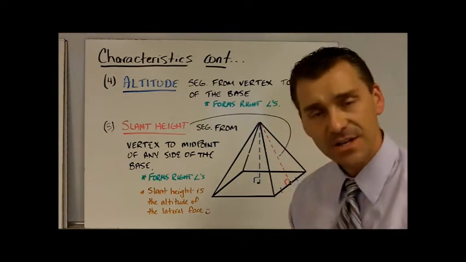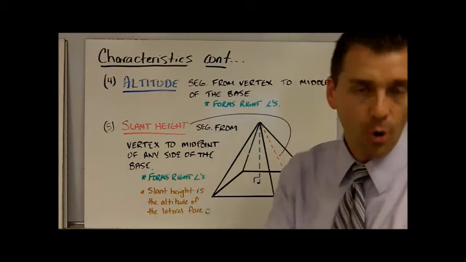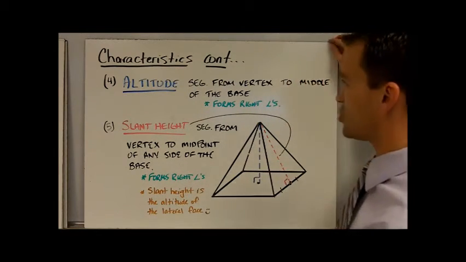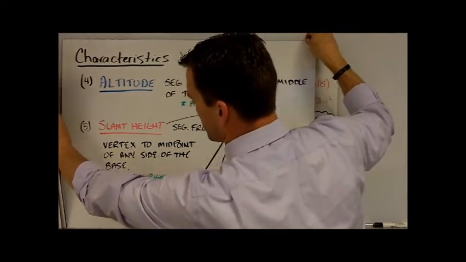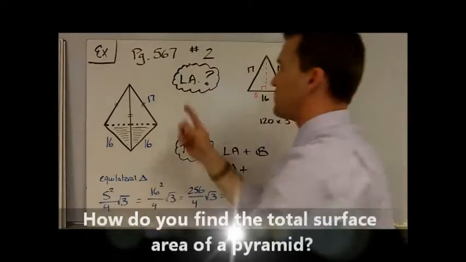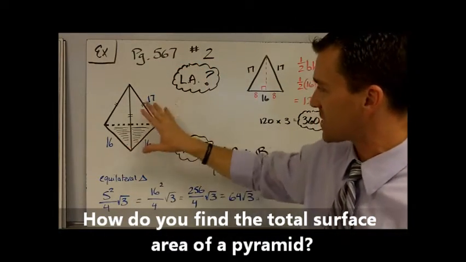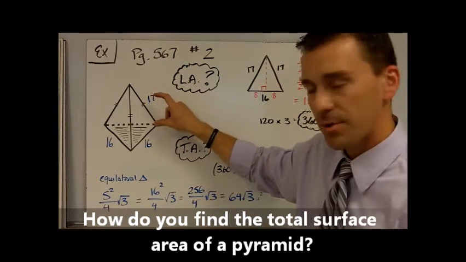So the idea here, again, is to find the lateral surface area and the total surface area of these things called pyramids. Let's do an example. So this is actually out of your book. It tells you here the page. It is page 567, number 2. So the question is to find the lateral surface area and the total surface area of this particular pyramid.